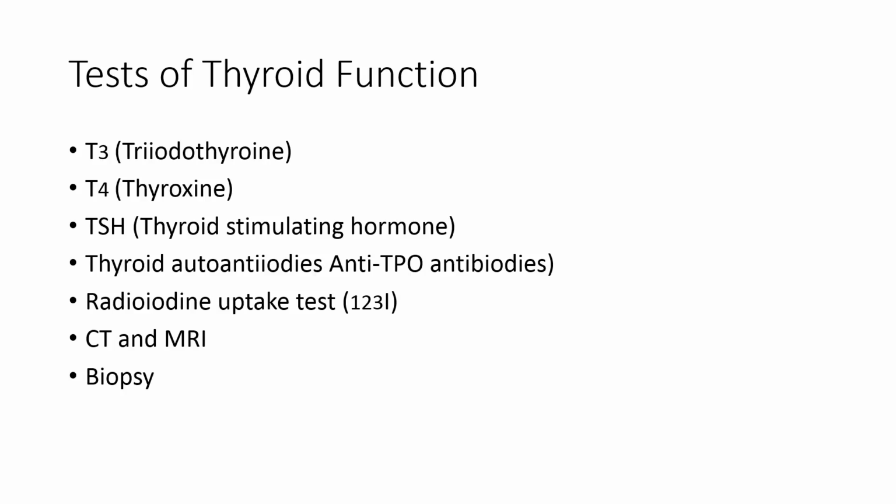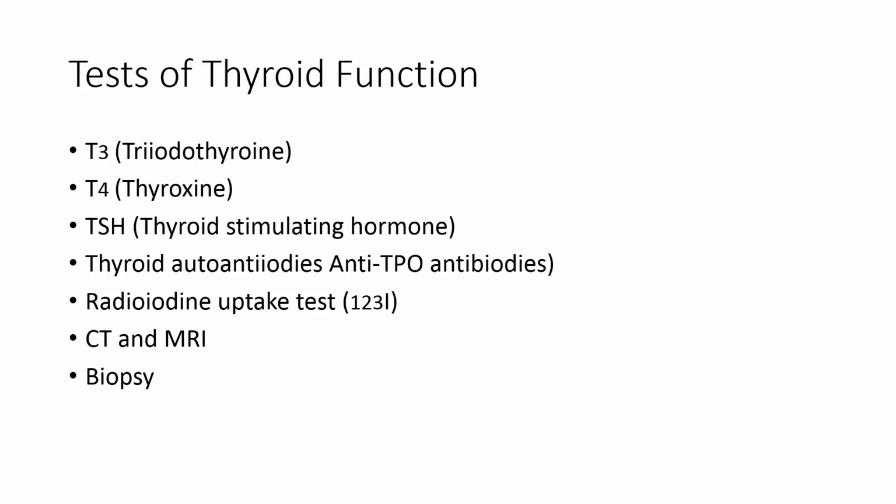Then you have the radioiodine uptake test. This measures the ability of the gland to remove and concentrate iodine from the blood. It's called a radioiodine uptake test, or a 123I. That's the other way you might see it. So what that is, it tests the body's ability to remove and concentrate iodine from the blood.